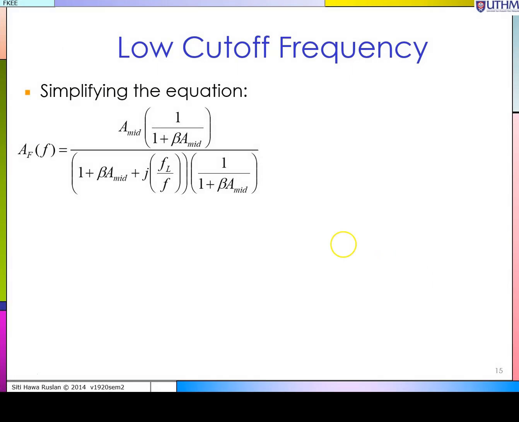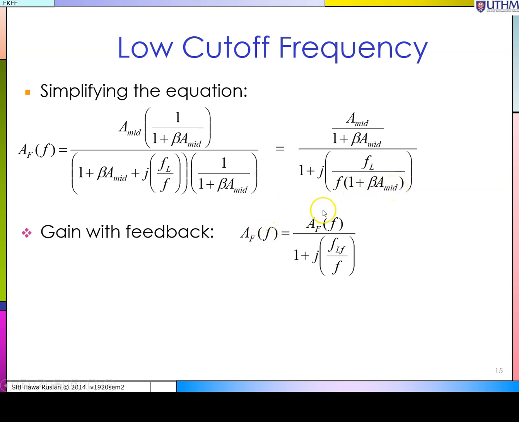Simplify it further. Okay, this one you have to do as an exercise. How do I get from this equation to this equation? It is just mathematical manipulation. Okay, so from this, if you look over here, I have a function of frequency multiplied with 1 plus beta A, and if you look over here, I define AF as A divided by 1 plus jF over FL, meaning that the overall gain is a function of frequency. So AF is A divided by 1 plus jFL over F.